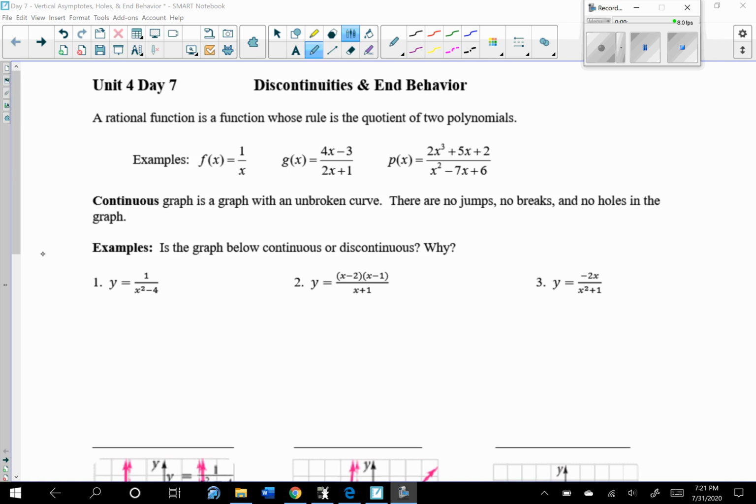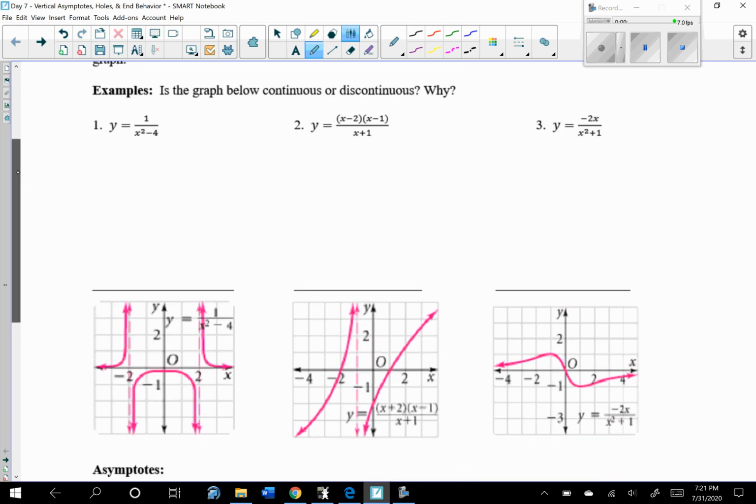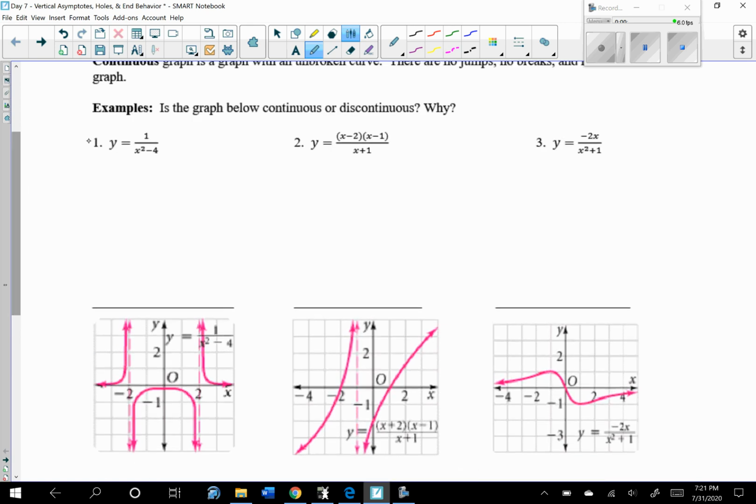So it says, is the graph below continuous or discontinuous, and why? So if we look at number 1, right away we can look at the graph and say we know it's discontinuous because we see that there are breaks in the graph here at -2 and 2. So the question is, how do we algebraically look at this function and determine that that's going to happen? So remember we said we can't divide by 0, and I have a variable in my denominator which could possibly make it 0. So the first thing I would do is go ahead and factor this.